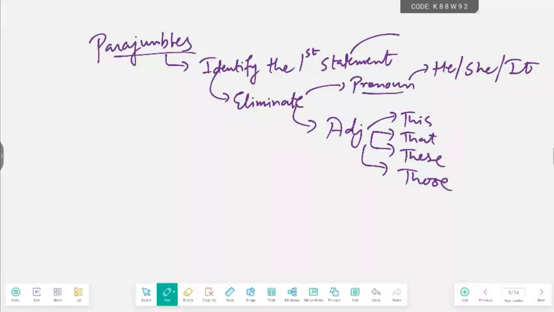Pronoun matlab kya? He, she, it. So any statement which has only he or only she or only it, so it has only pronouns without the noun, then we have to eliminate those statements because those statements cannot be our first statement. Next, we can eliminate the statements which have an adjective or a determiner in it, for example, this. Eliminate the statement which has this in it, that in it, these in it, or those in it. So these are the basic things of eliminating the first statement.